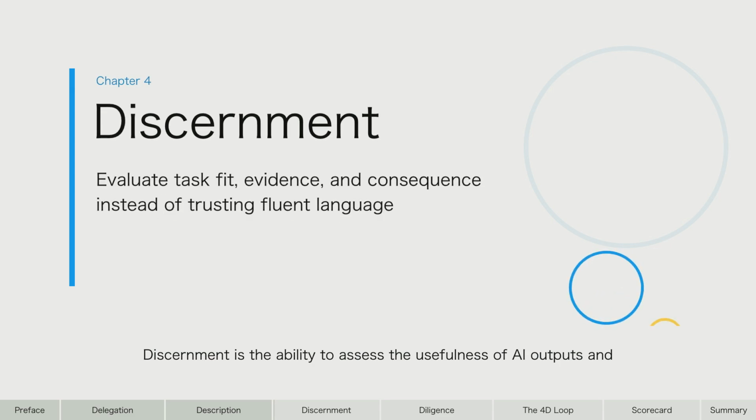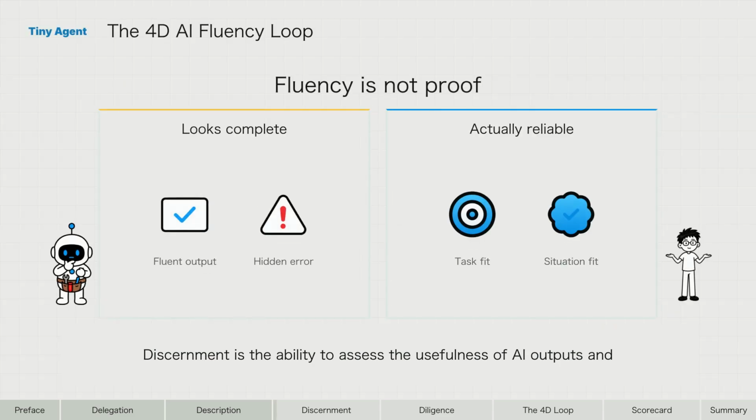Discernment is the ability to assess the usefulness of AI outputs and behavior. Fluent language is not proof. A result can be coherent, complete-looking, and still be wrong, irrelevant, or unsafe for the situation. Evaluate at 3 levels. First, does the artifact answer the actual task? Second, are important claims supported by reliable evidence? Third, does the result fit the audience, constraints, and consequence of use? Passing one level does not guarantee the others.